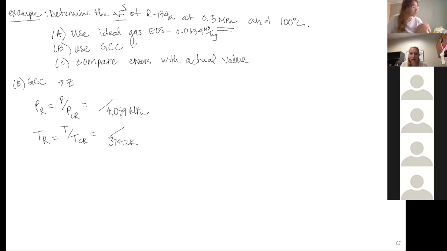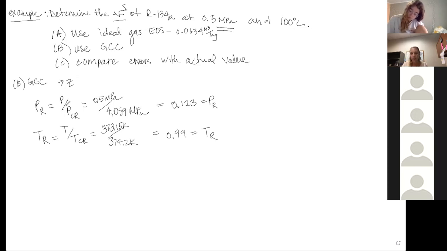We know that our pressure is 0.5 megapascal, so we don't need to do any unit conversion. We know our temperature is 100 degrees Celsius, but we need to convert it to Kelvin again, like we just did in the last part: 373.15 Kelvin. So our reduced pressure becomes 0.123, and our reduced temperature becomes 0.99. This is our reduced pressure, and this is our reduced temperature.